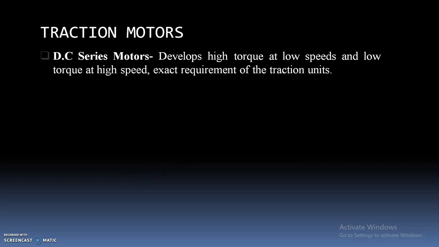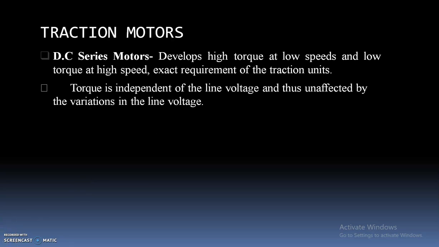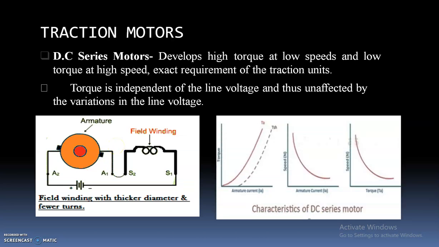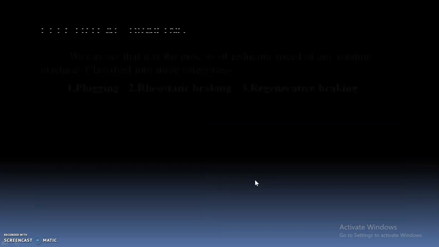And traction motors. The DC series motor is one of the motors used for electric traction because it has very good starting torque and low torque at high speeds. This is what exactly is needed. And here is the diagram for the DC series motor, and these are the characteristics. As we all know, speed characteristics and speed-torque characteristics. If you observe, you have a very high starting torque at the starting, which exactly suits the traction system.